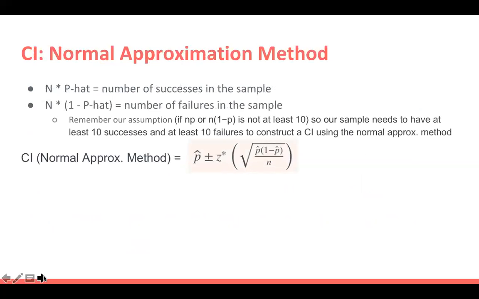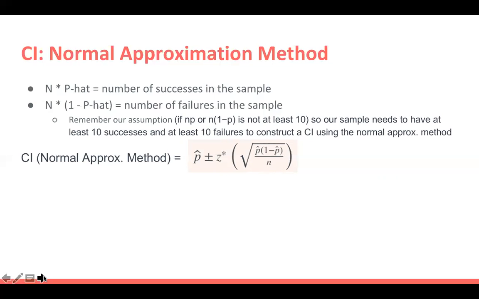So confidence intervals for the normal approximation method for one sample proportion is used after we know all of our successes and our failures. So you calculate the number of successes in your sample by taking your sample size and multiplying that by your p-hat. And then to calculate the number of failures, you just take your sample size and you multiply that by 1 minus your p-hat. So now you have your successes, now you have your failures. If they are not at least 10, then we cannot use the normal approximation method. So we want them to be at least 10 or greater so that we can use the normal approximation method.